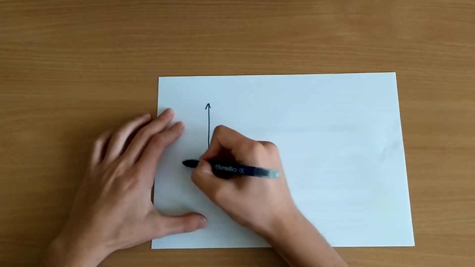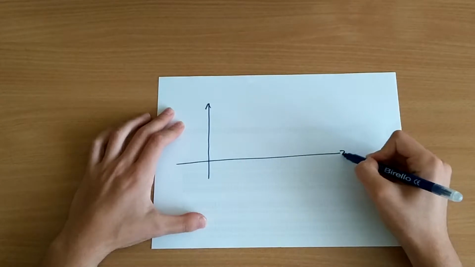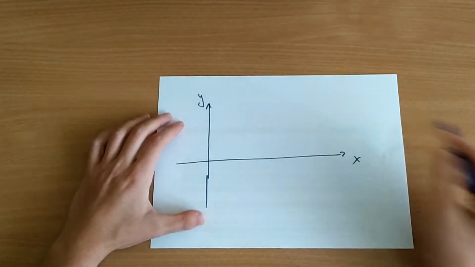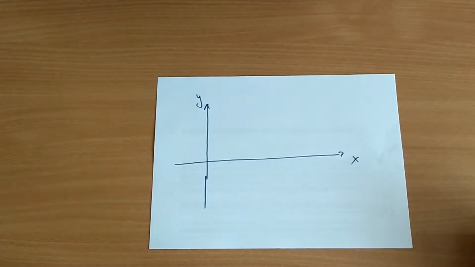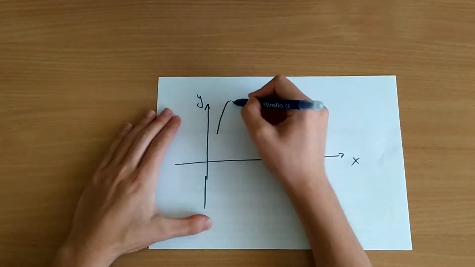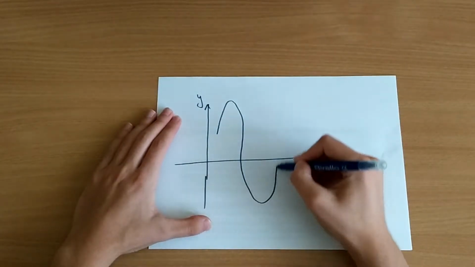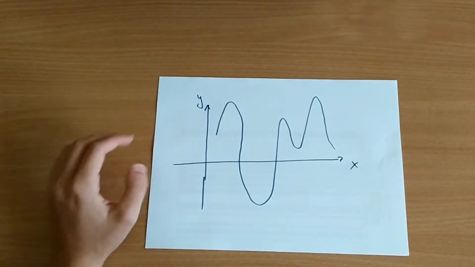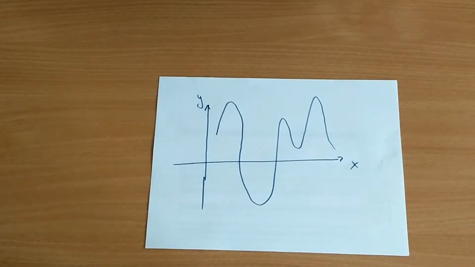So let's say I have a graph. This is the y-axis, this is the x-axis, and I have a function that goes something like this. Okay, so let's find the minimum and maximum points.